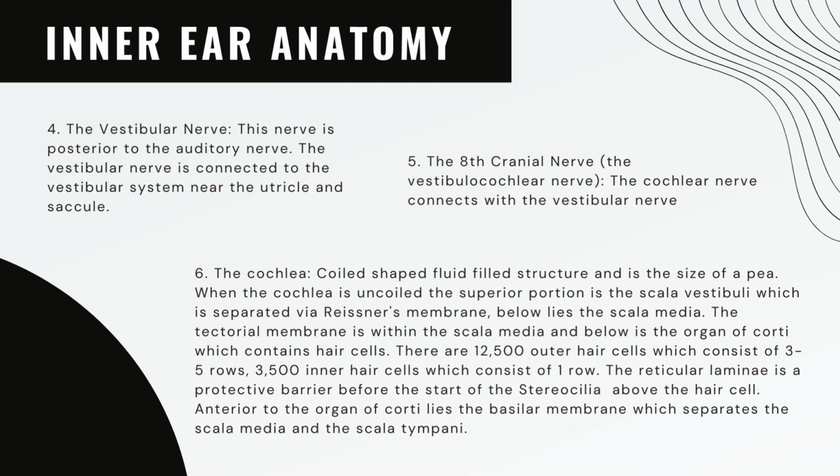There are 12,500 outer hair cells, which consist of 3 to 5 rows, and 3,500 inner hair cells, which consist of 1 row. The reticular lamina is a protective barrier before the start of the stereocilia above the hair cell. Anterior to the organ of Corti lies the basilar membrane, which separates the scala media and the scala tympani.